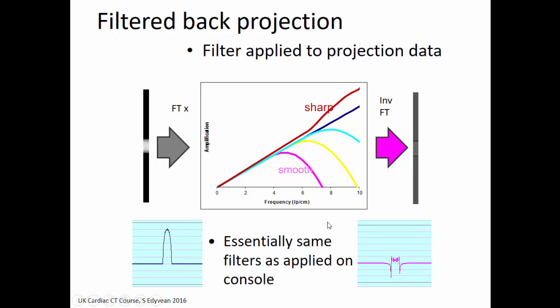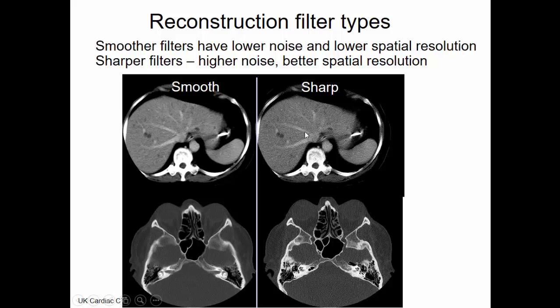Here we have two filters. These are chosen by you, or by the radiographer at the machine. You have a smooth filter here. It hasn't sharpened up the edges terribly much, enough for you to see what's in the image, but still keeping some of the noise down. The problem with using sharper filters is that you have higher noise, but you do get much higher spatial resolution, much higher definition.